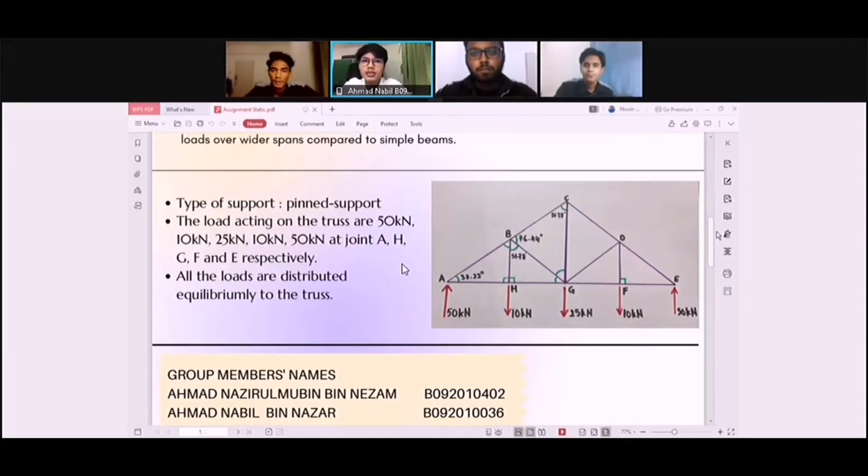In this structure, the load for each joint is 50 kN, 10 kN, 25 kN, 10 kN, and 50 kN at joints A, H, G, F, and E, respectively. All the loads are distributed equilibriumly to the truss. Next, Ahmad Afiq will show you the calculation.